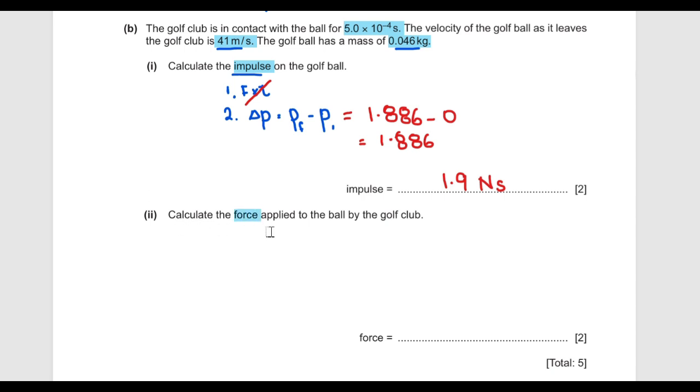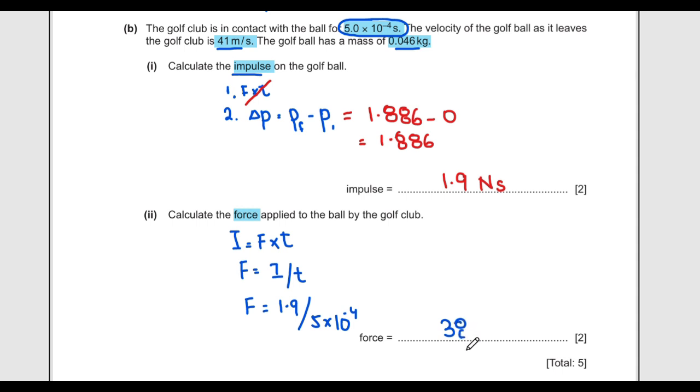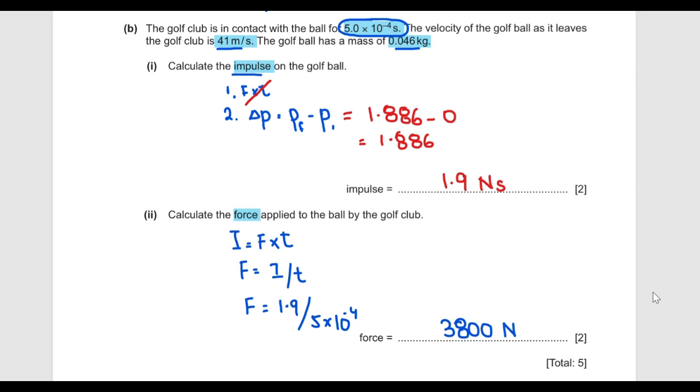The second part is saying that we have to calculate the force applied on the ball by the golf club. So again, I'll use the first formula. To get force, I'll rearrange it. The impulse is 1.9 and the time is already given by the question. I'll put it over here and I'll put all these into my calculator and I will get 3800 newtons. This is the final answer.